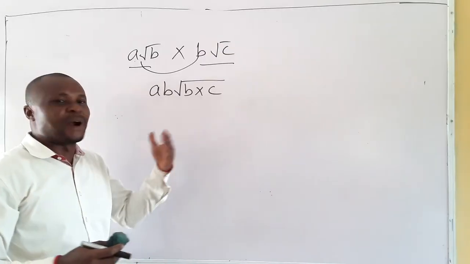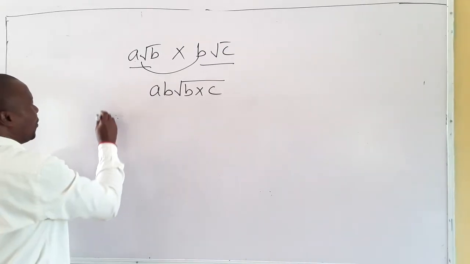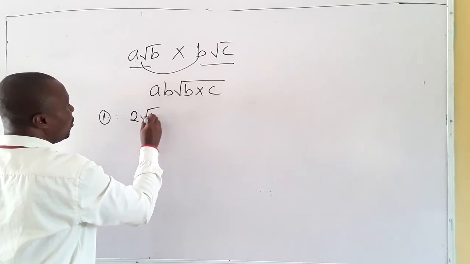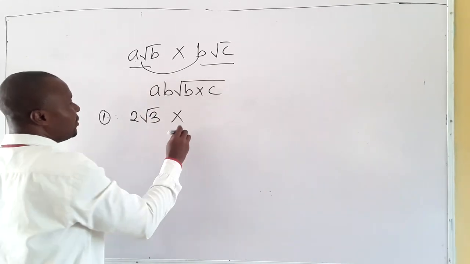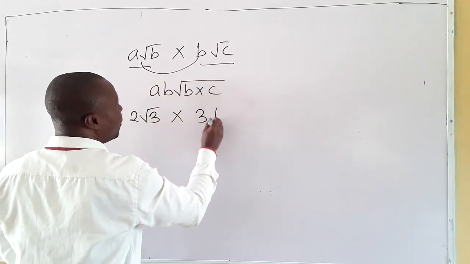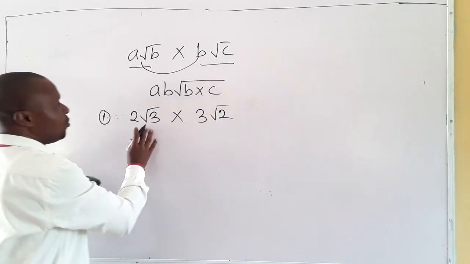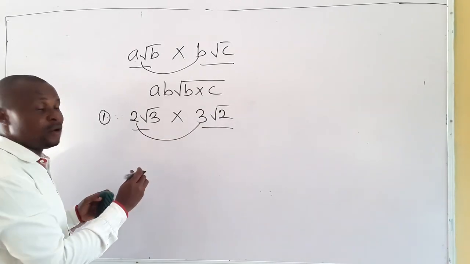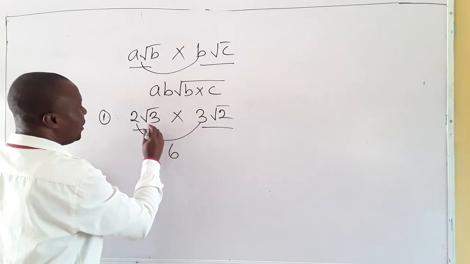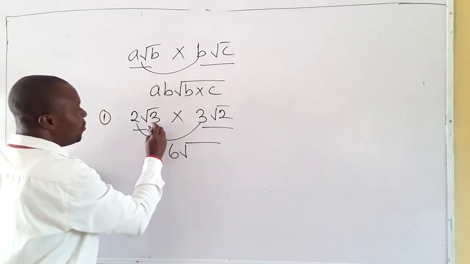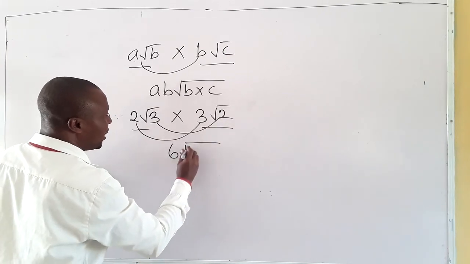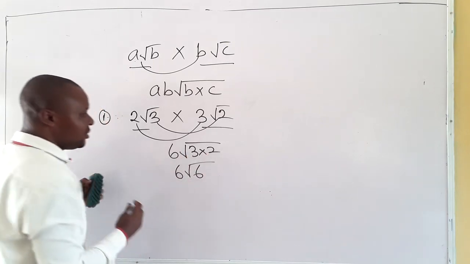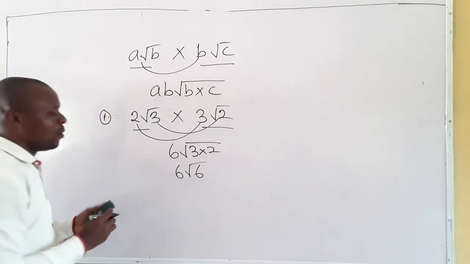Let us see a practical example of how we do this. You can be asked to multiply, let's say, root 2 root 3 times 3 root 2. To multiply these two surds, we multiply the numbers in front of them. So 2 times 3 will give us 6. Now we open up a bigger root sign, and we multiply the numbers inside the square root sign, that will be 3 times 2. So this will be 6 root 6. This is pretty much how we multiply surds.